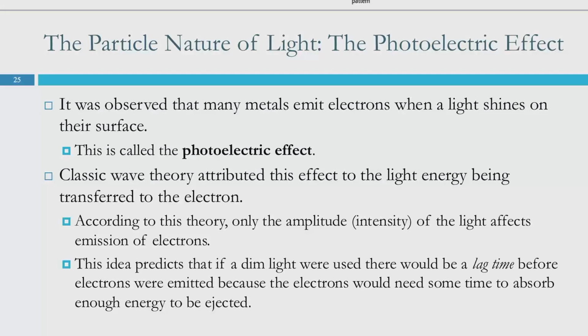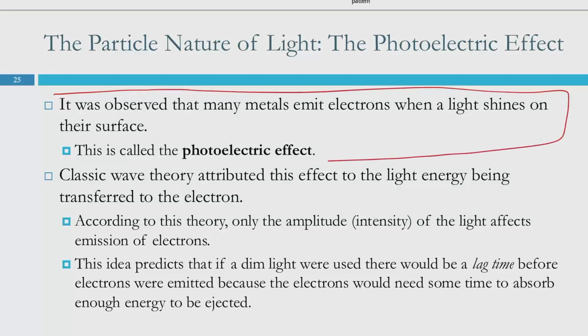So historically, it's been observed that many metals will emit electrons when you shine a light on their surface. This is called the photoelectric effect. So the photoelectric effect says if you hit metal with light, it can emit electrons. This is related to, but slightly different from the way that solar panels work. That's the photovoltaic effect. But it's sort of a similar property, and we'll see some images so we can kind of wrap our minds around how the photoelectric effect works and is measured.